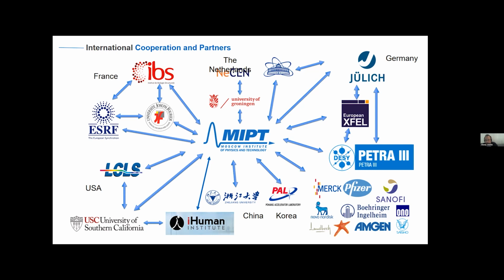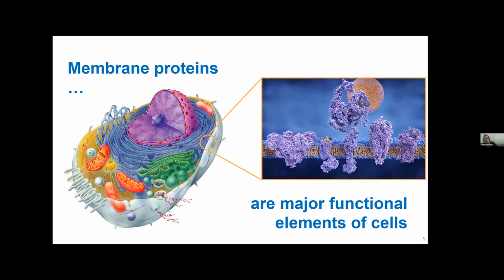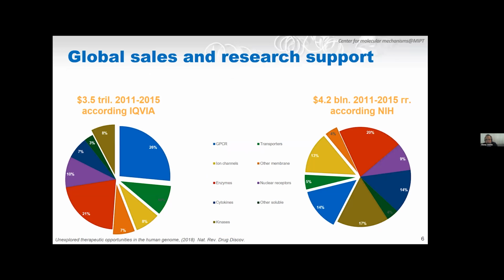And our main research focus are membrane proteins, which are major functional elements of cells. If speaking of membrane proteins, they are very important drug targets, and if we see the market data and all the drugs, the share of drugs which target membrane proteins is quite huge, and there are several major types of membrane proteins which are in focus. The first one is G-protein coupled receptors, then ion channels, enzymes, transporters, nuclear receptors, kinases, and other.